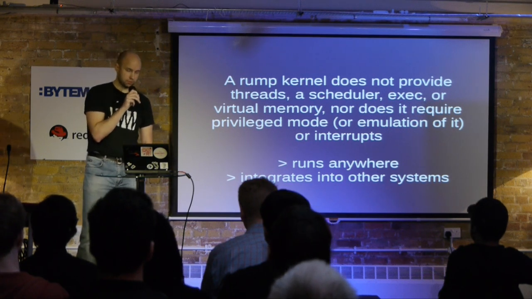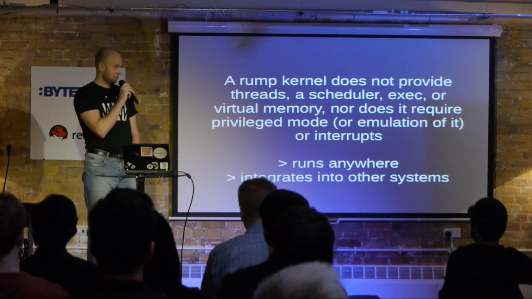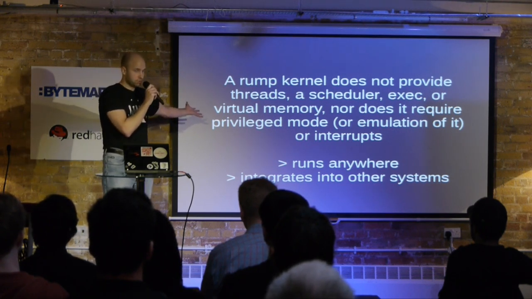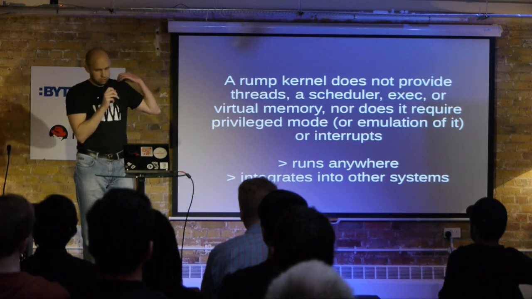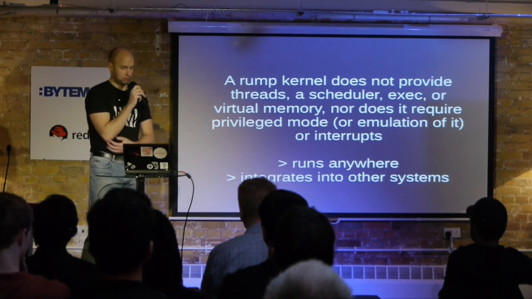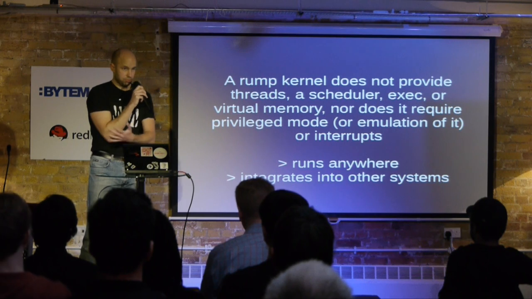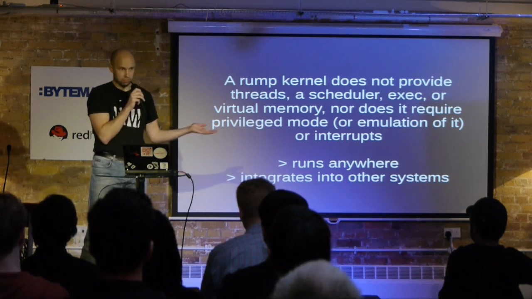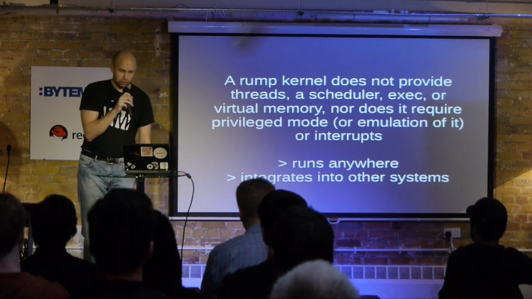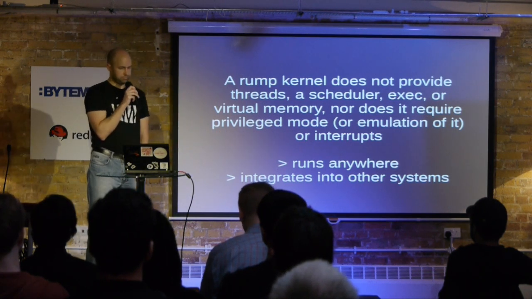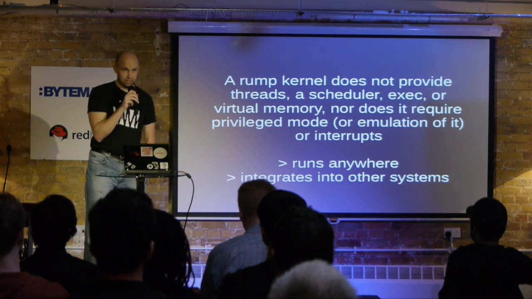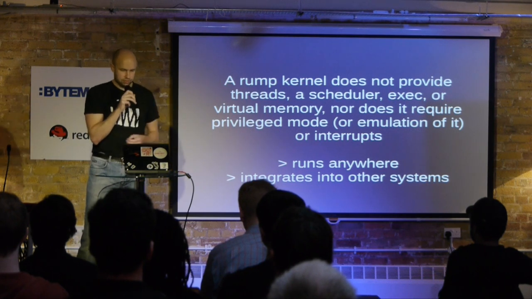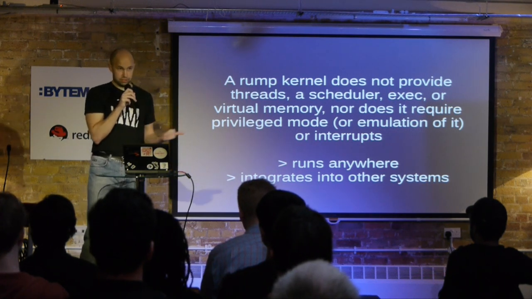has two impacts. First of all, since there's very little requirements on the platform we run the Rump kernel on, for example, no need for virtual memory or privileged mode, which, if you want to run in user space, you can emulate with some mmap hacks or whatever, but it's very clunky. It's not very convenient. The same for interrupts. You can use signals if you want to, but it's not very convenient.